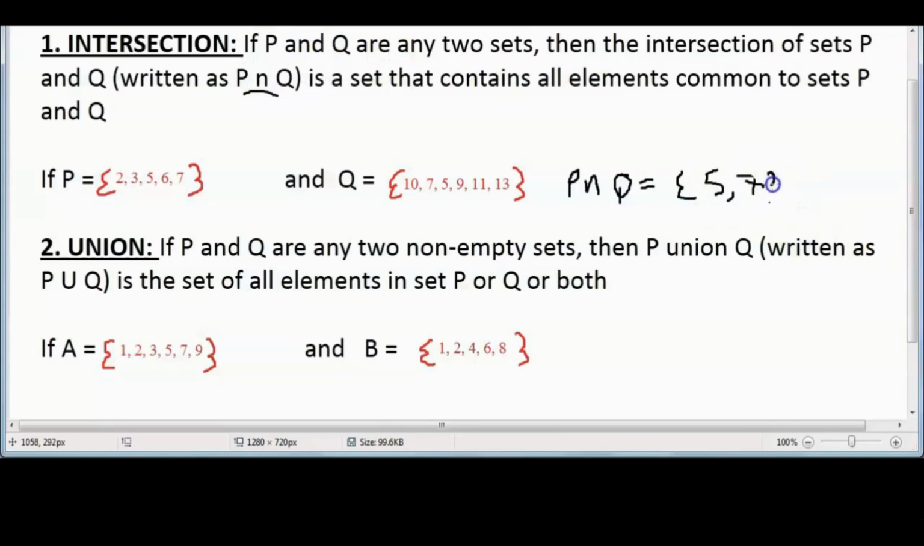5, 7. That's P intersection Q. 5 and 7 are the only two numbers that appear in both set P and set Q.